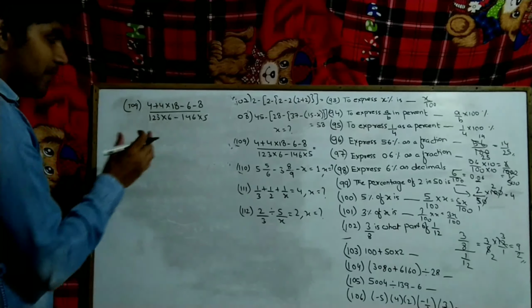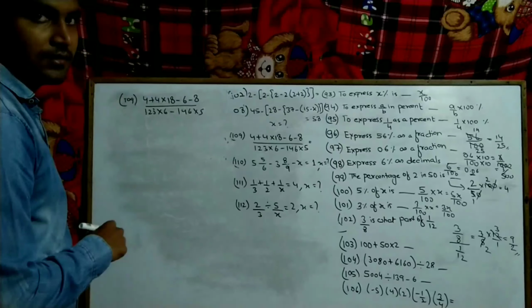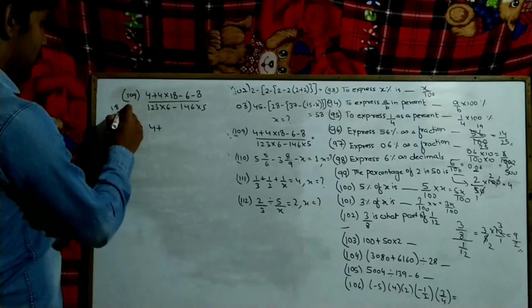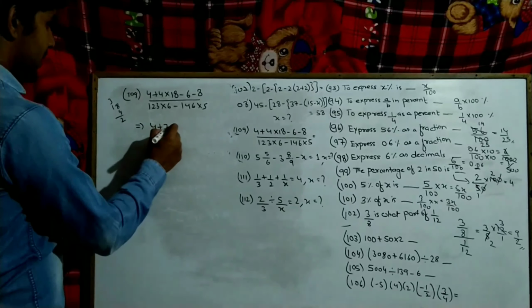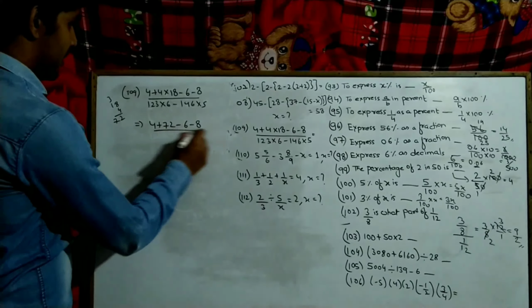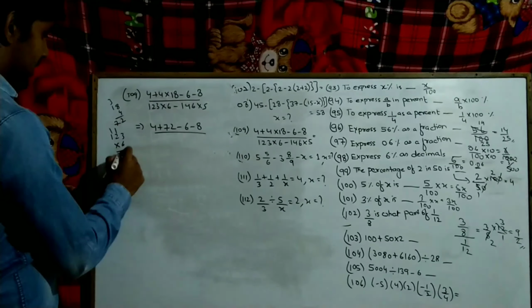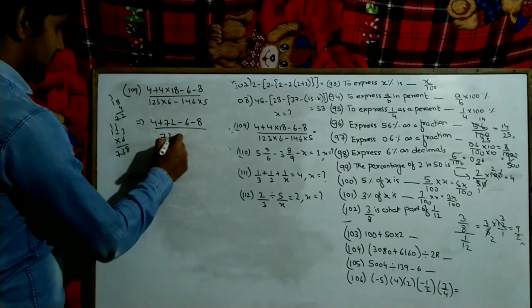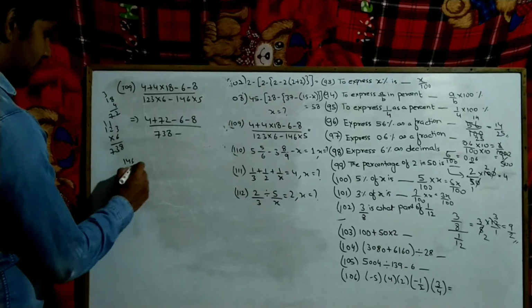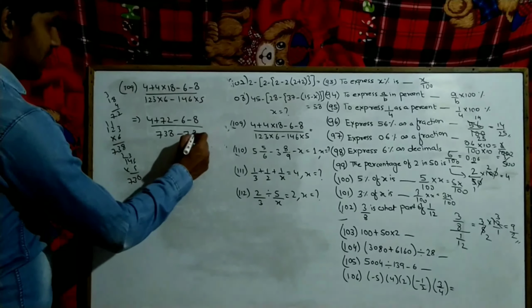Okay. Now BODMAS tells that first of all multiplication will come as compared to addition and subtraction. So multiply 4 plus 18 into 4. How much? 32, 72 will come. Okay. Minus 6 minus 8 divided by, now 123 into 6, 18, 12, 13, 7. 738 will come. Okay. Now again minus 146 into 5. 30, 20, 23, 7. So it comes 730.